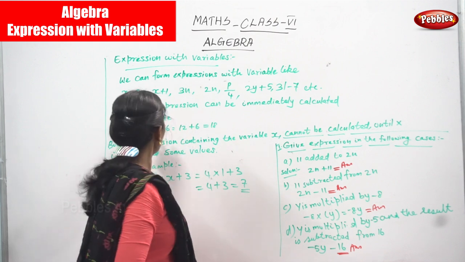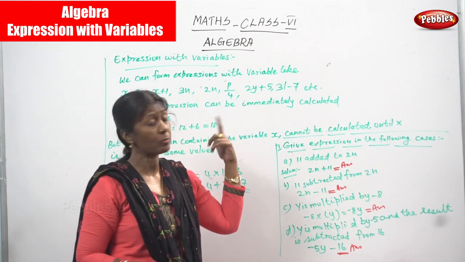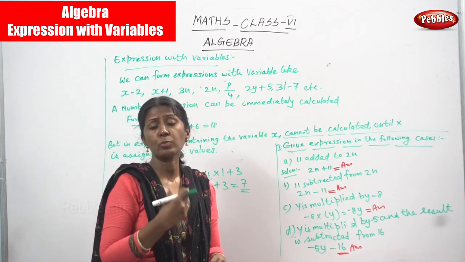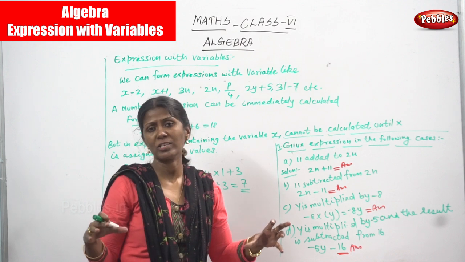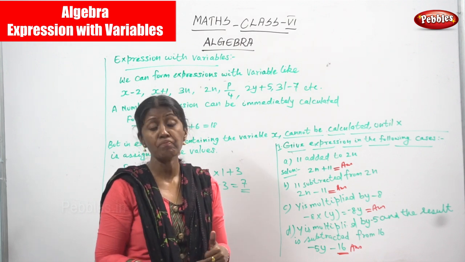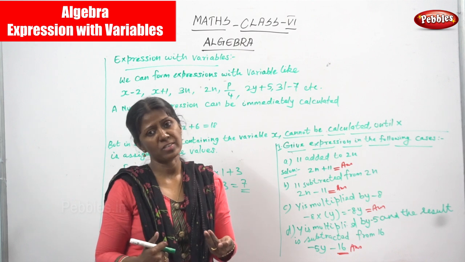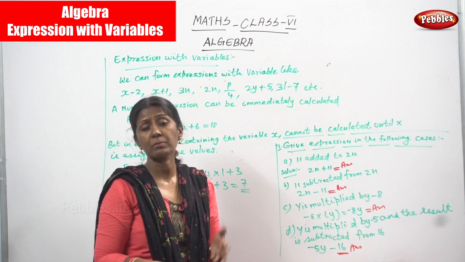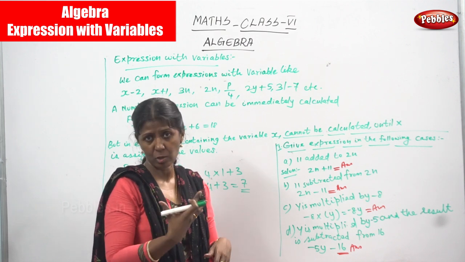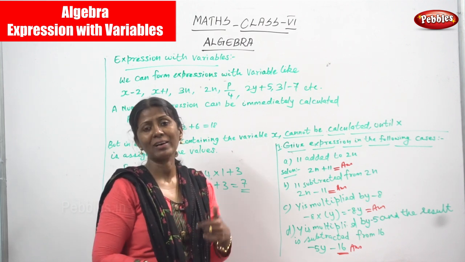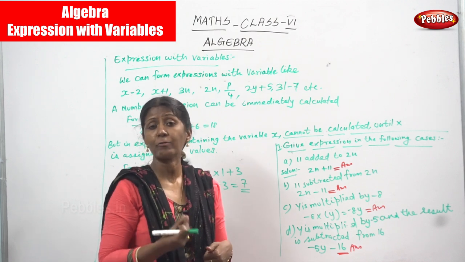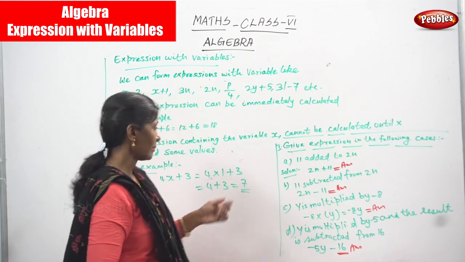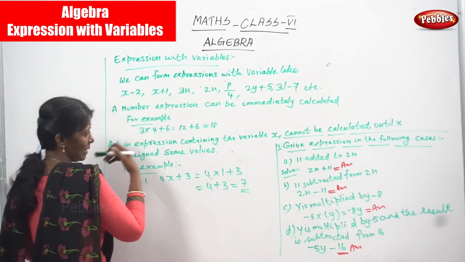I'll repeat the point once again. A number expression can be immediately calculated. A number expression means we can calculate it very easily. But a variable expression is not easily evaluated, because if the value of x is equal to, the value of y is equal to, the value of a is equal to, we have to substitute the value of the variables, and then only can you calculate the problems, otherwise the equation.